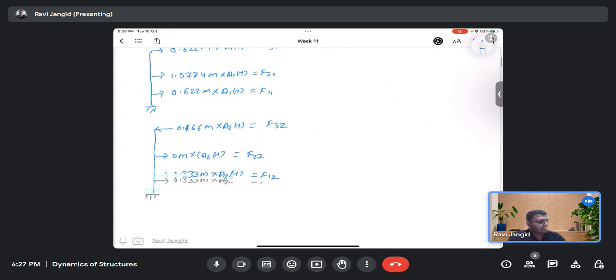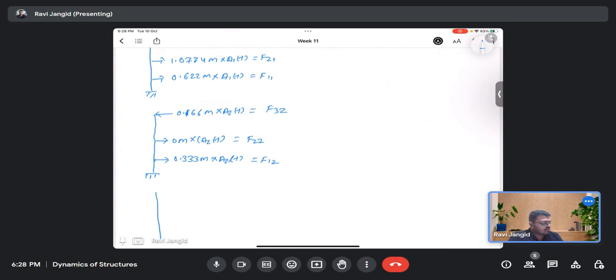Then similarly, if I go with the third mode, it is 0.0446 m, 0.0773 m, and 0.0446 m. Multiply with A3T, it will give me F3, F2, F1 in the third mode. Okay, so from here I can find out the shear.